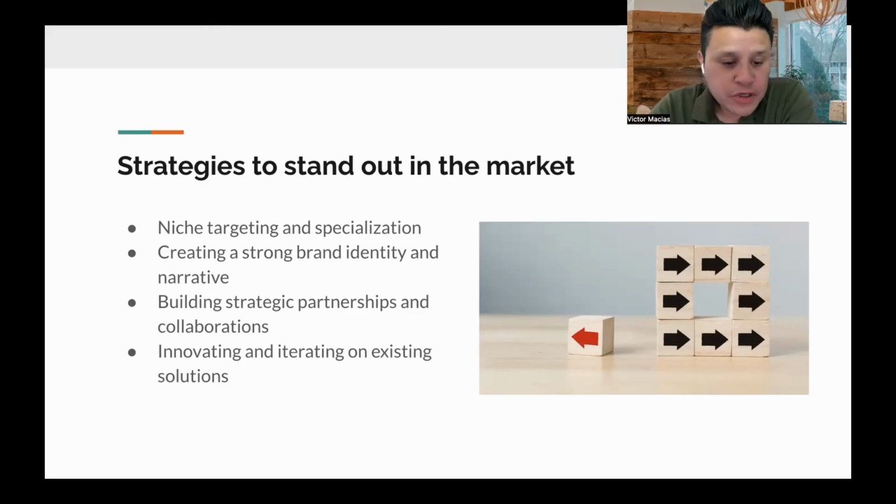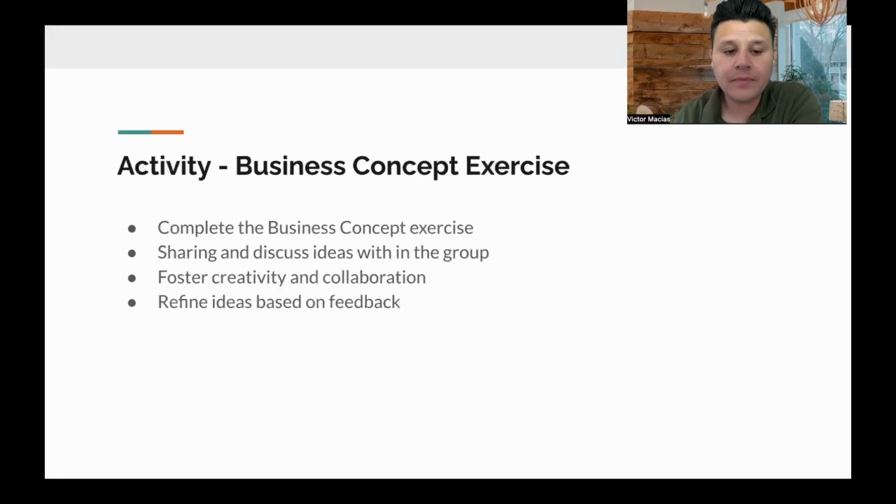Focus on building strategic partnerships, innovating and iterating on existing solutions. Pause here and do the business concept exercise.